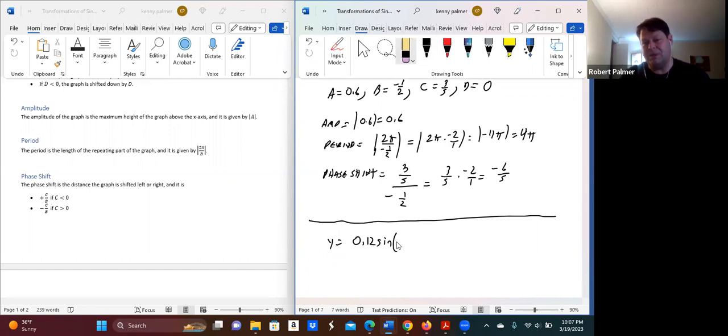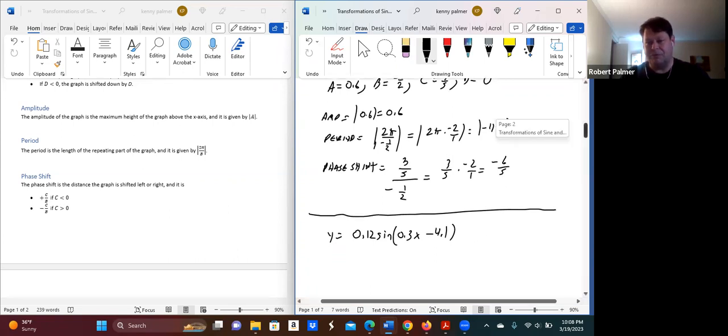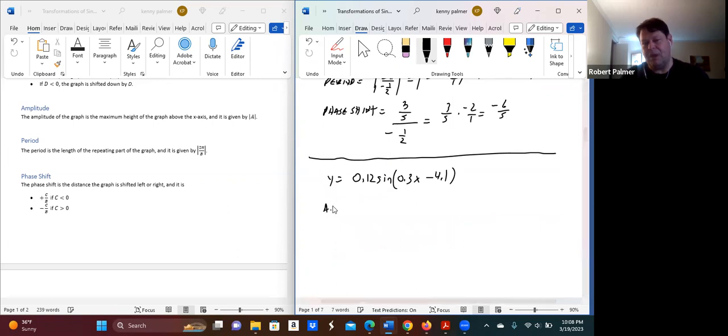Let's see. Instead, let's make this 0.3x minus 4.1. Okay, and then also there's no vertical shift. All right, so same thing again. A is 0.12. Make that negative. So A is negative. The absolute value of negative 0.12 is, of course, just 0.12. Let's talk about what this does. Since this is between 0 and 1, it's compressing it vertically, down to that much.